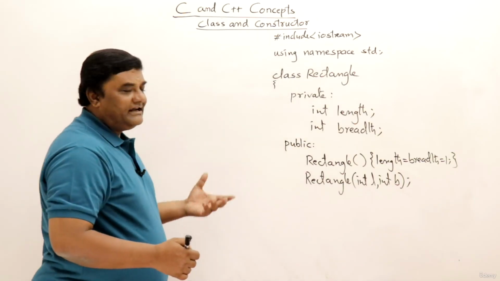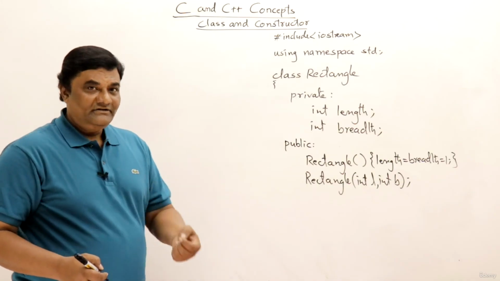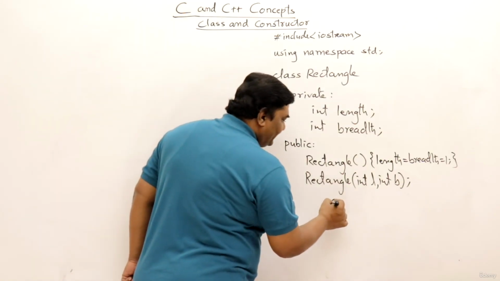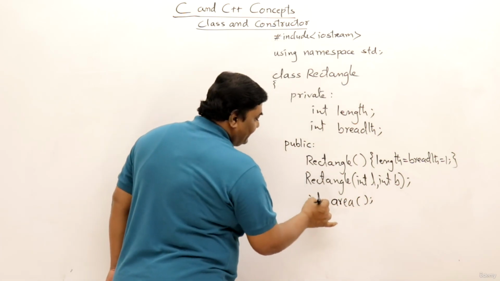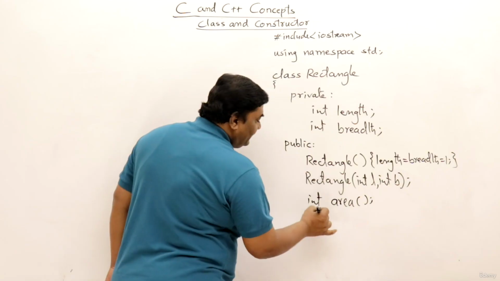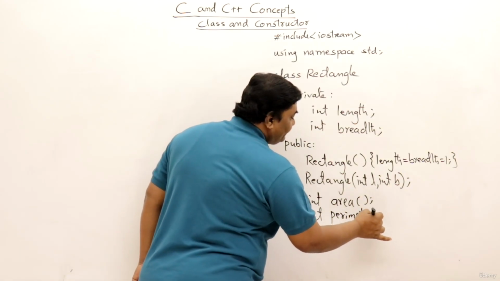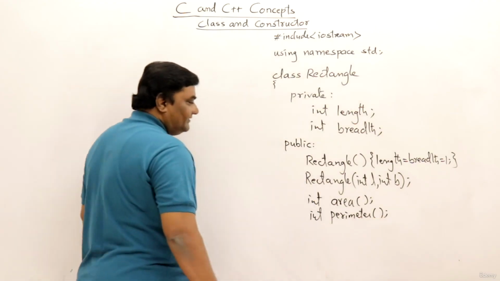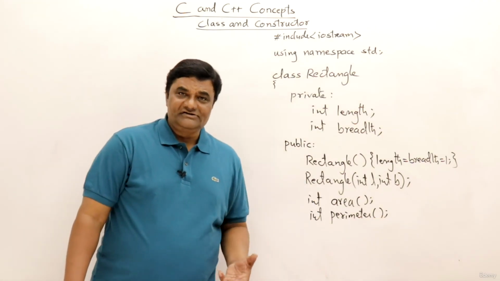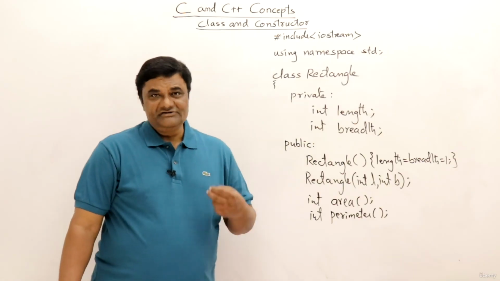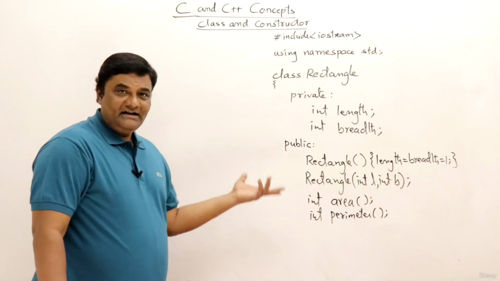Now next, upon a rectangle, I may need functions like calculating area or calculating perimeter. The next function I should have is the area function, which should return a result of integer type. Then one more, integer perimeter, which returns the perimeter of a rectangle. Now these two types of functions are there. If you want to have other functions like get and set functions, you can write them. I will show only for length and breadth, you can add them.